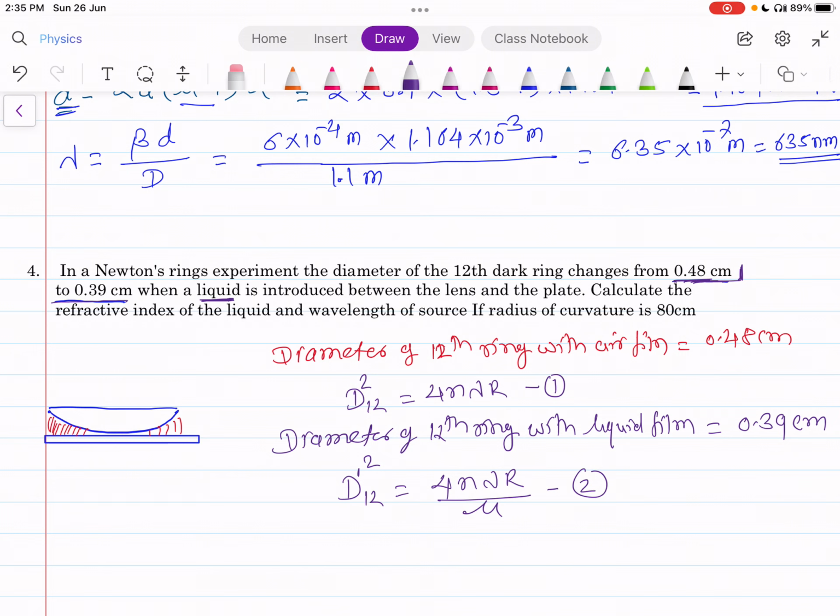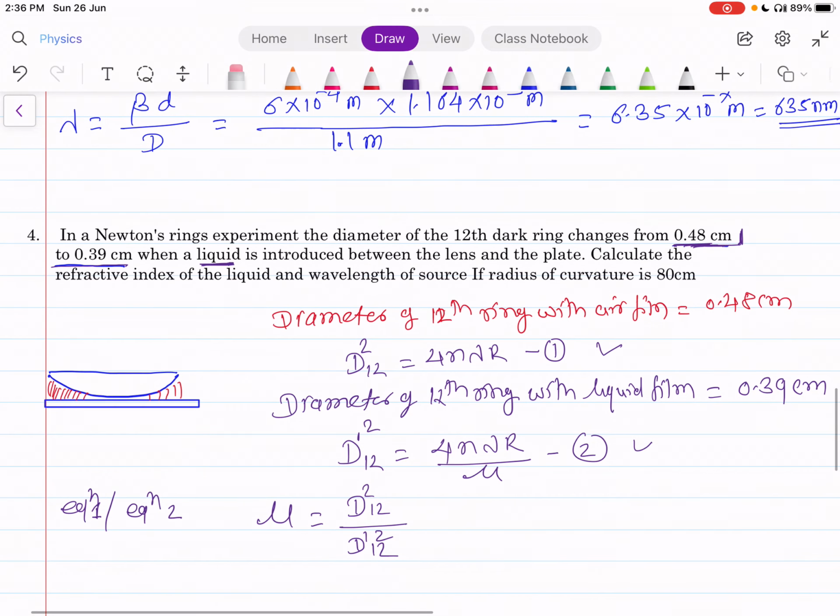Then let's divide equation 1 by equation 2. Equation 1 divided by equation 2. Then you get mu is equal to diameter square of 12th ring with air film, divided by D dash square of 12th ring. D dash is the diameter of the 12th ring when the film is liquid.